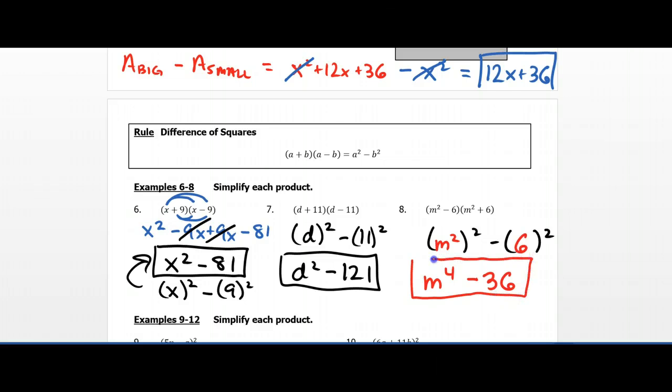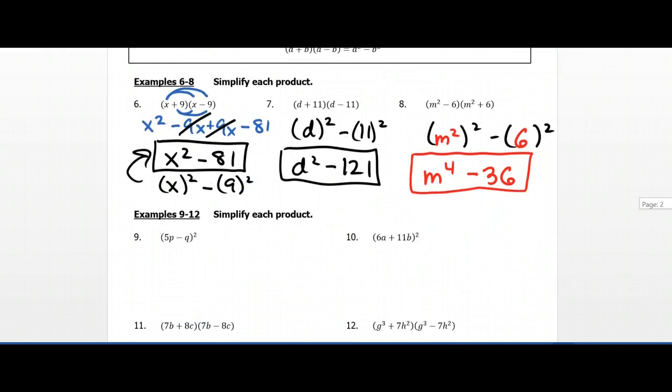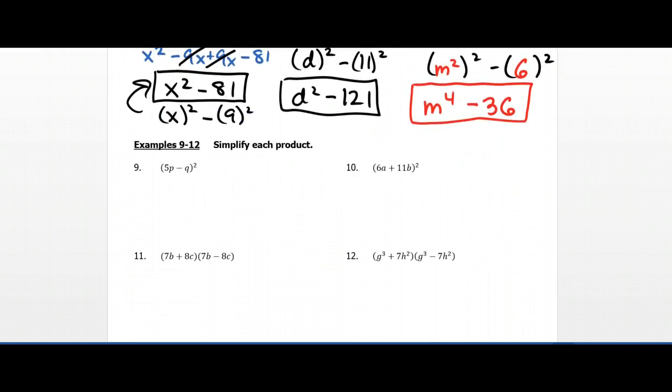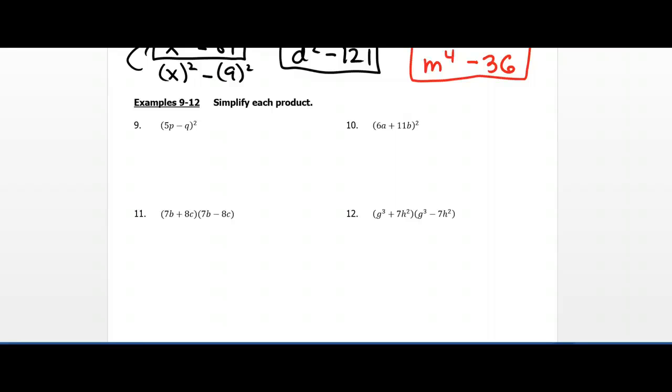So this rule here is a nice shortcut for when you're taking a binomial times itself with opposite signs, which again is called a difference of squares. Okay, finally in 9 through 12 here, we're just going to use both of these rules, the one from the front, the square of a binomial, and the one we just learned, difference of squares, to simplify these binomials here that have multiple variables in them.